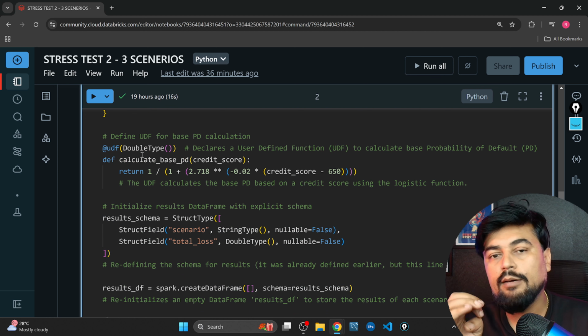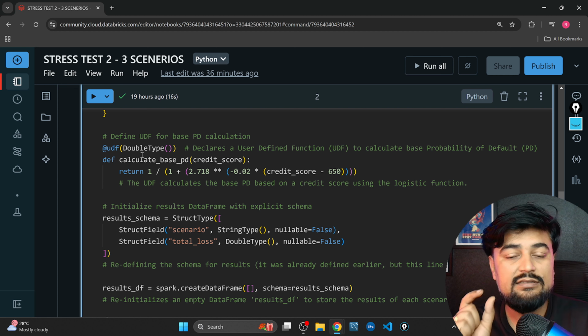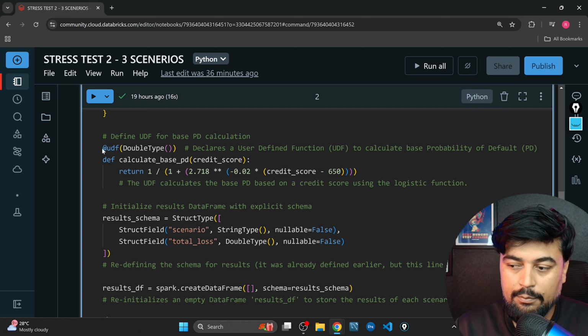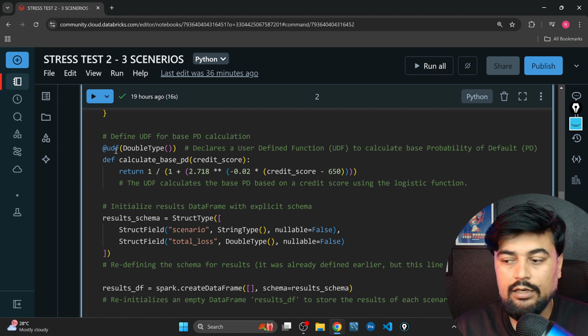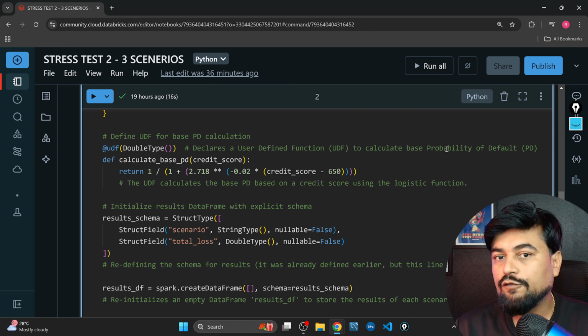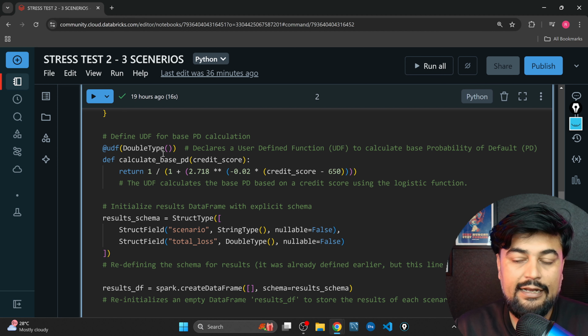So I'll calculate the probability of default, that is, what are the chances that the customer will default. Everything we are doing in PySpark only. The number one thing is I'm creating a UDF. Why am I doing it? Declare a user defined function to calculate base probability of default. This is a user defined function and I can call it anywhere.